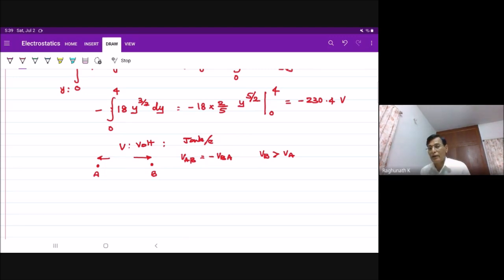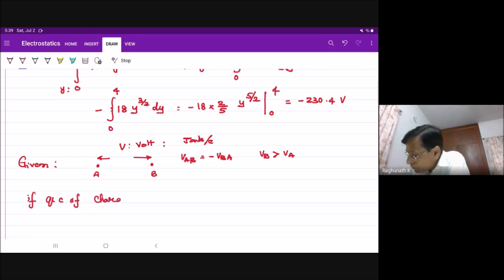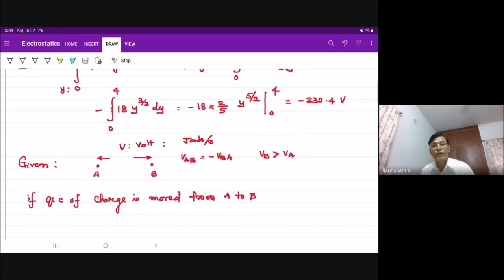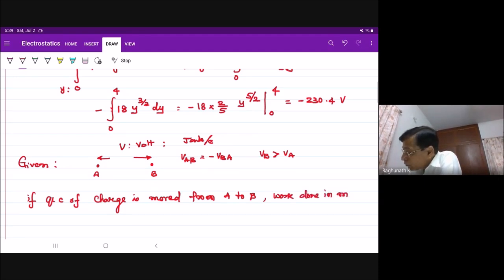This is the work done per coulomb, given this. If Q coulombs of charge is moved from A to B, carefully see this. If Q coulombs of charge is moved from A to B, work done in moving it is Q times VBA. Careful. Q coulombs of charge.